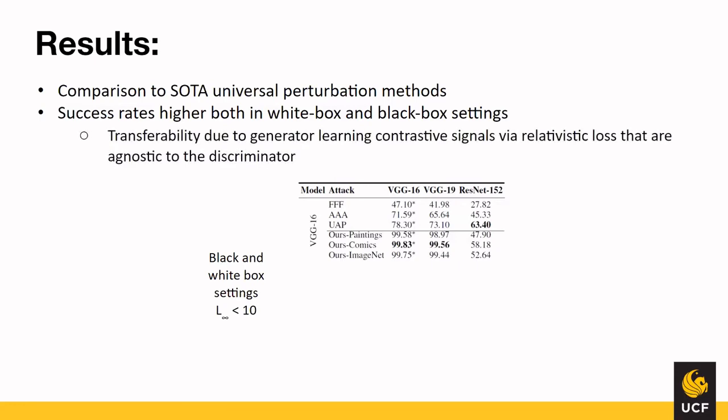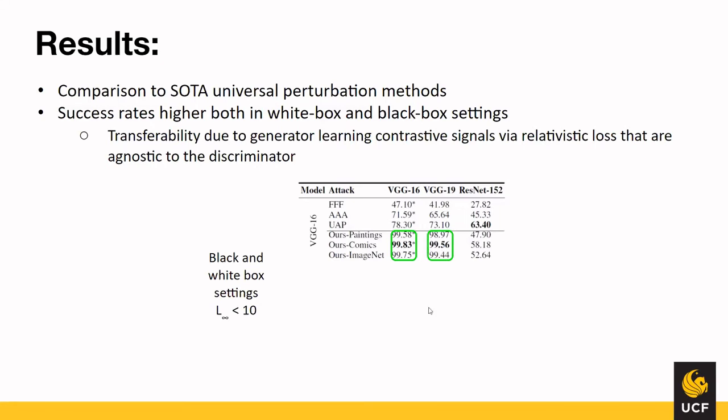The authors note that this transferability is due to the generator learning contrastive signals via that relativistic loss that then are agnostic to the discriminator. So that means you can basically use one discriminator during training time, and the perturbation will transfer to a different discriminator during evaluation time. It was interesting to note in these experiments that the data set itself doesn't seem to matter too much for the fooling rate, both in white box and black box scenarios. So all three data sets result in around 99% fooling rate.